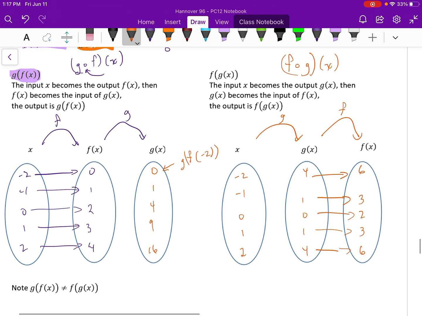So we should note that g of f of x does not equal f composed of g of x. We end up with the final result being different. We could also write that g composed of f of x does not equal f composed of g of x.